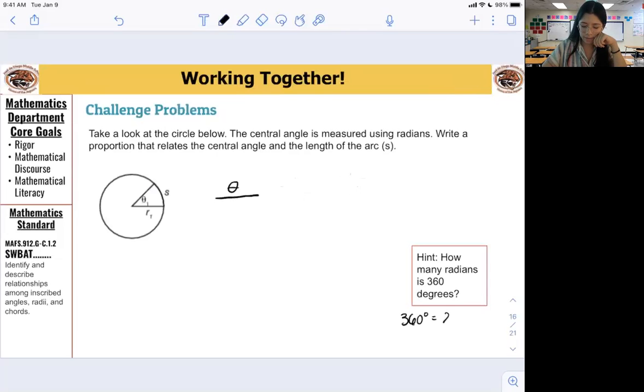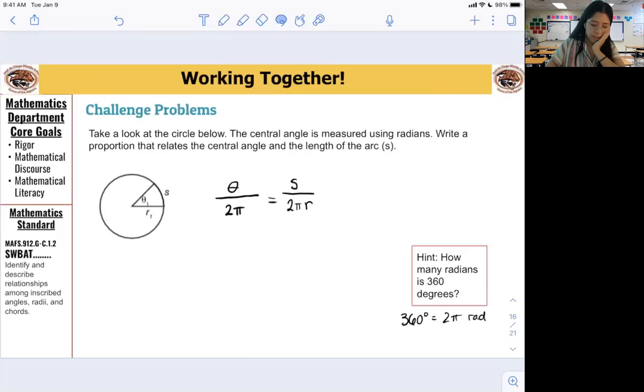Two pi. So it's theta over 2 pi now, since I'm measuring it using radians instead of degrees. And then this is going to be equal to the length of the arc over the circumference. What's the circumference? Two pi r.